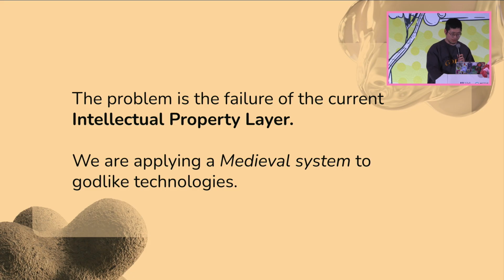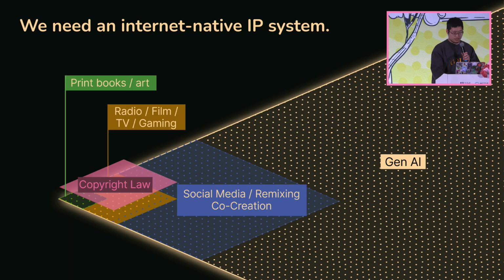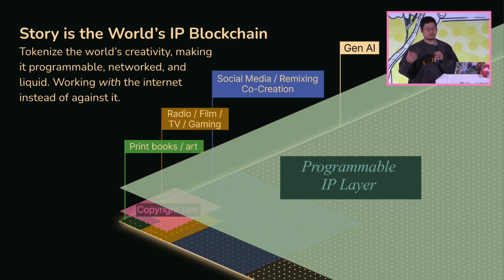So we can state that the problem is the failure of the current intellectual property layer. We are applying a medieval system to godlike technology. We need an internet-native IP system, which is where Story comes into place. Story is the world's IP blockchain. We want to tokenize the world's creativity, making it programmable, making it easier to use, and also identifying the ownership. We want to work with the internet instead of against it.